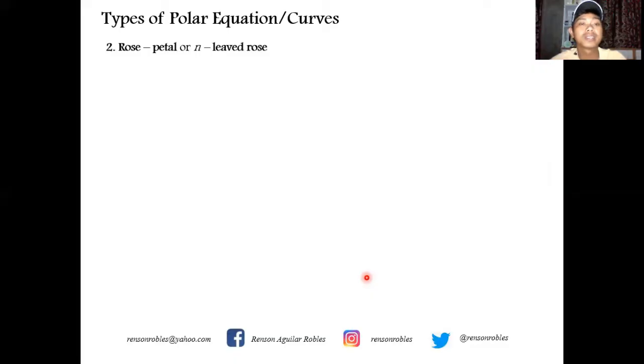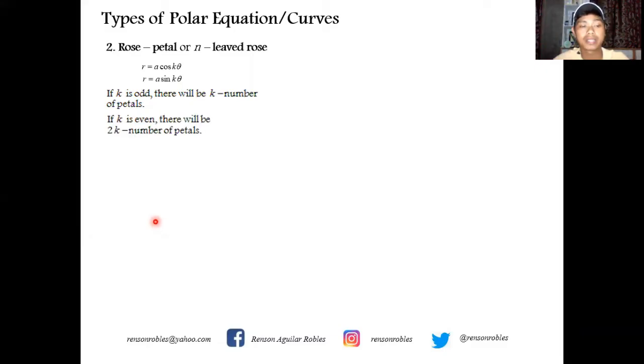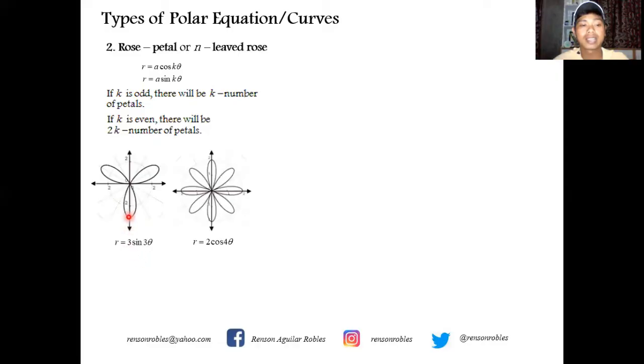And then the second one is the rose petal or the n-leaf rose. It's characterized by the equation r equals a cosine k theta and r equals a sine k theta. The number of petals is determined by the value of k. If k is odd, then there will be k petals, and if k is even, there will be 2k petals. So these are examples. This is a 3-petal curve, and this is an 8-petal. Where k is 3, there are 3 petals. Where k is 4, there are 4 times 2 petals, so there are 8 petals.